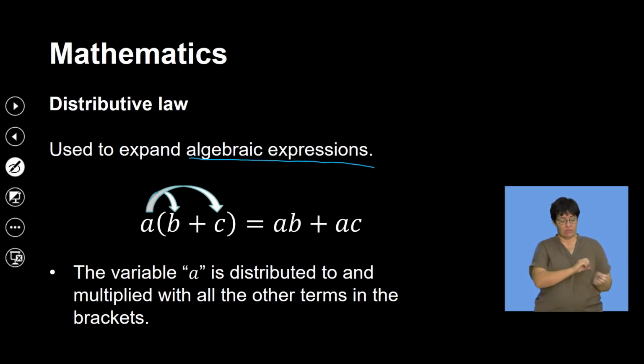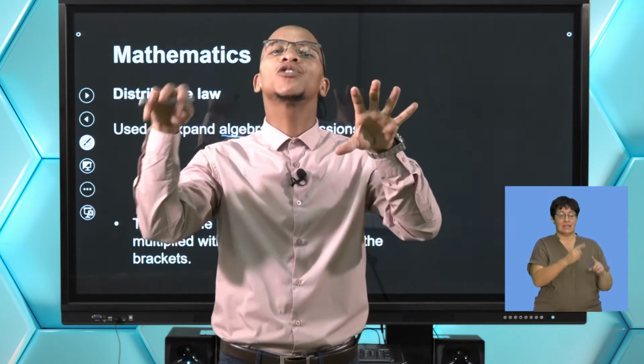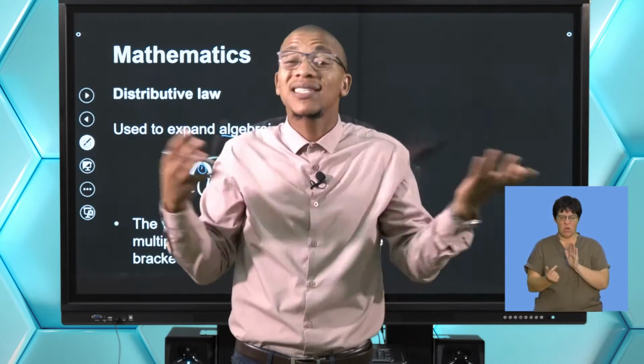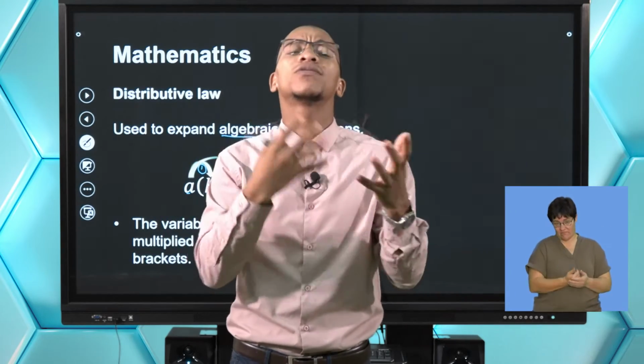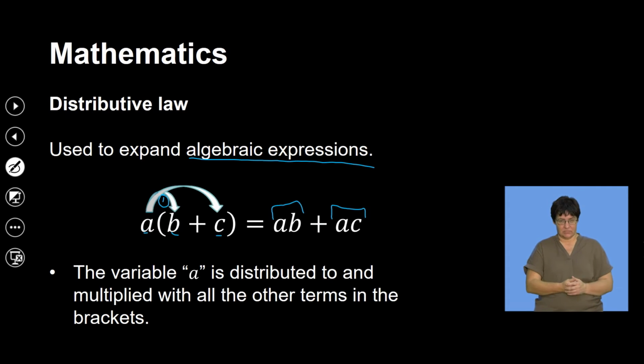When you distribute, you multiply the A with the B and the A with the C, which will then give me AB plus AC. Remember, guys, as it is saying, distributive law, you are taking what is outside the bracket and distributing it using multiplication to everything that is inside the bracket. That's what distributive law is all about. That's how we remove the brackets, just to follow that BODMAS that we've been learning when it comes to algebra. Also, the variable A is distributed, and this is done by multiplication.